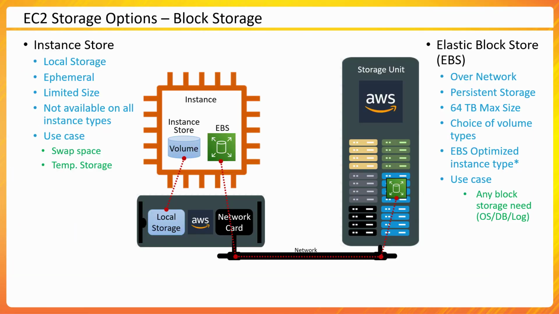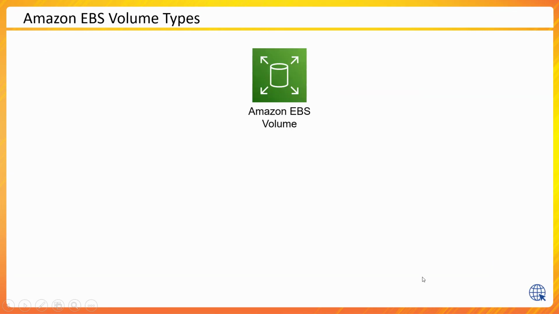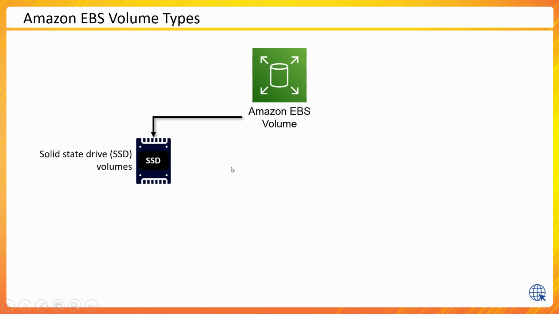Let me go back to slides and talk about the different volume types you may have. So EBS volume, there are two main categorizations for EBS volume. One is made up of solid state drive, or what we call SSDs. SSDs are very fast performing storage.